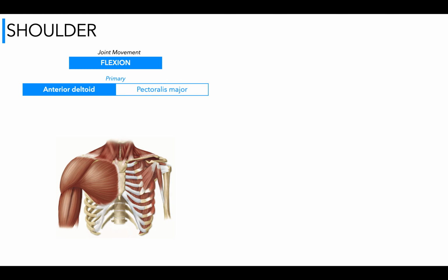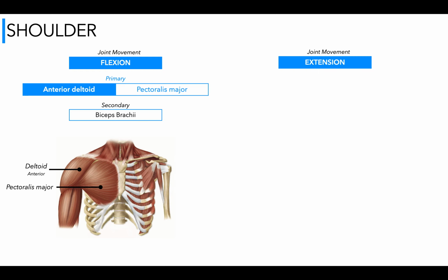We'll start with flexion of the shoulder, and the primary muscles are the anterior deltoid, the front deltoid, and the pectoralis major. So there you are, you have the anterior deltoid and the pectoralis major. Now we do have some secondary muscle involvement here, being the biceps brachii. Okay, but a little bit less involved, the main one being the anterior deltoid.